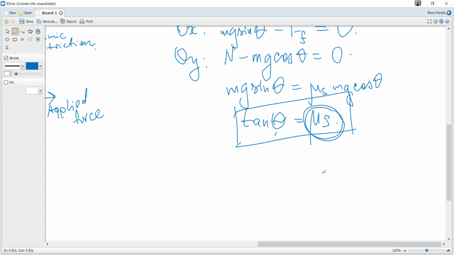And hence, if the actual coefficient of static friction is greater, it means that the frictional force is greater than the required critical value, so it will not move. If the actual one is less than this critical value, it means that the given frictional force is not enough to keep it from moving down, so it will slide.